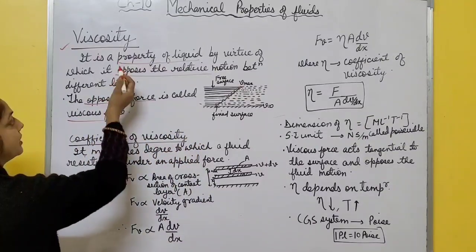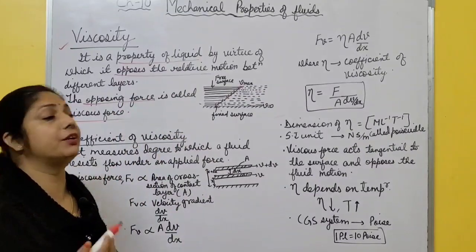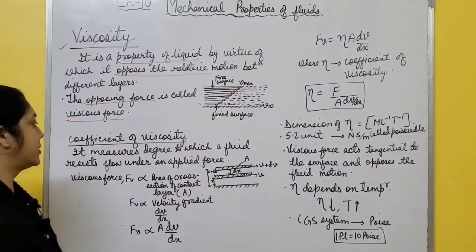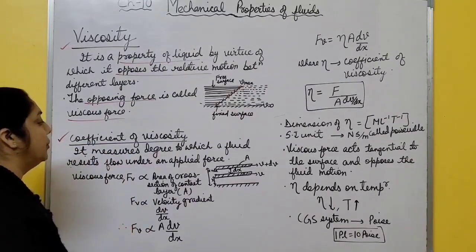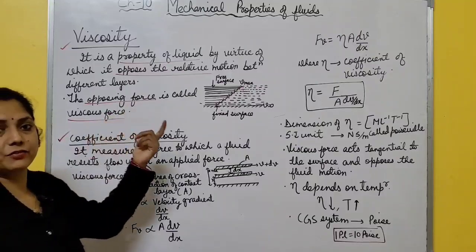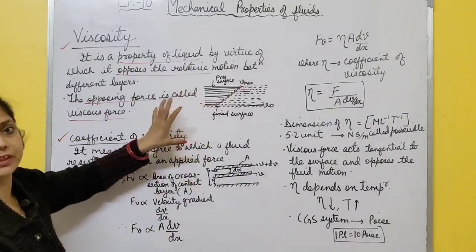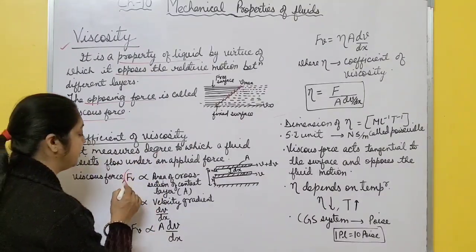What is viscosity? It is a property of liquid by virtue of which it opposes the relative motion between different layers, and that opposing or resistive force is called viscous force. Now next is the coefficient of viscosity. You know, viscous force is a dragging force, a backward force which tries to resist the relative motion between different layers, right? So on which factors does that viscous force depend?